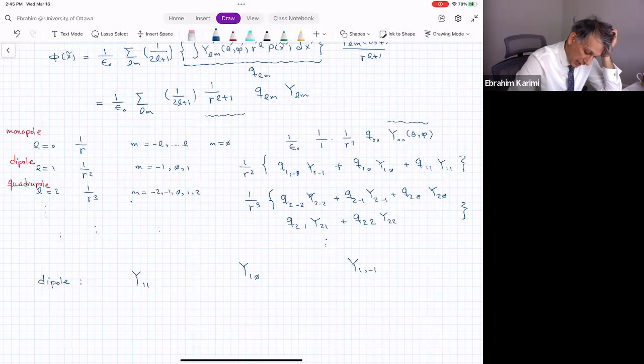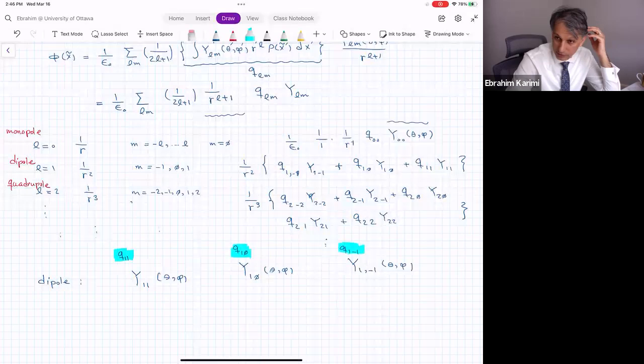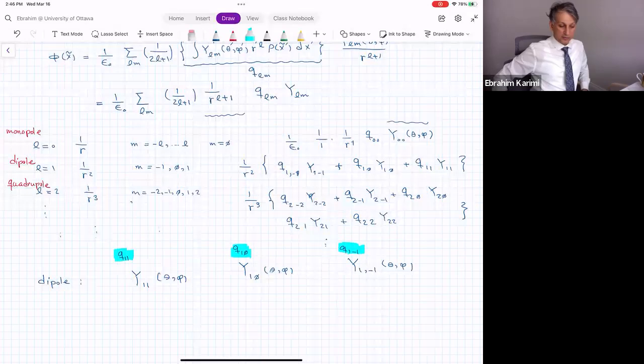I don't care about the coefficients, I only care about the functionality, theta and phi. That is theta and phi, of course. And now we know very well that it appears with the coefficients Q11, Q10, Q1 minus 1. These Qs, remember, depend on the geometry that you have. So it may appear for some specific geometry, it may not appear for some other specific geometry. Okay?